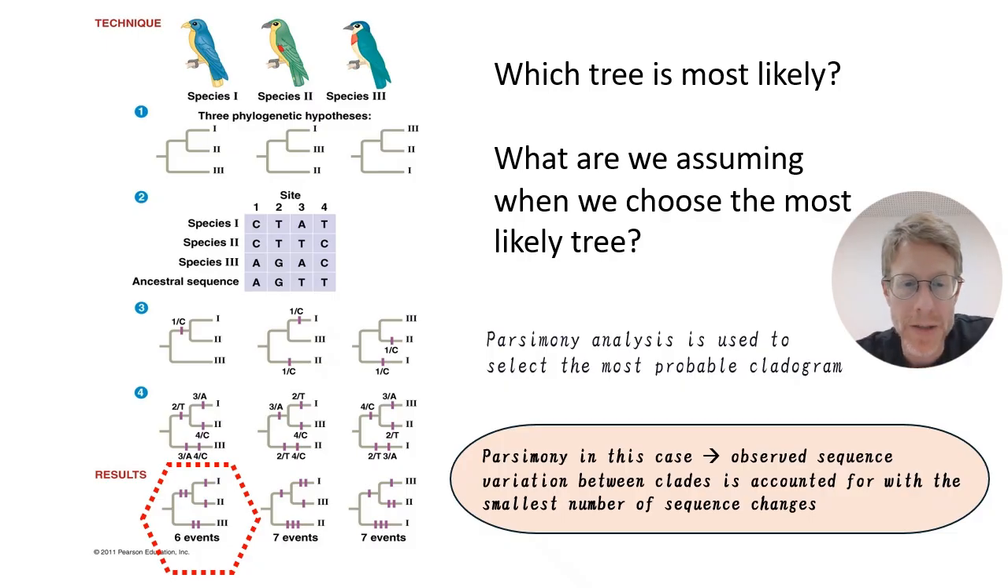Now, the argument to choose the one on the left there is pretty weak. 7 and 6 are pretty close, and we're only looking at 4 sites. But this is the idea. Normally, if we're actually doing this, we'd be looking at thousands of sites, maybe more, for many genes. And then it becomes quite clear which is most likely.